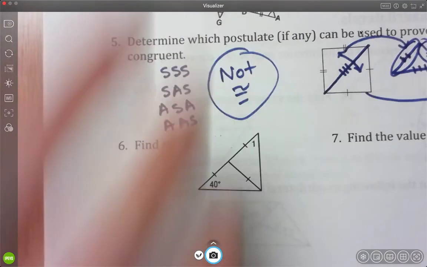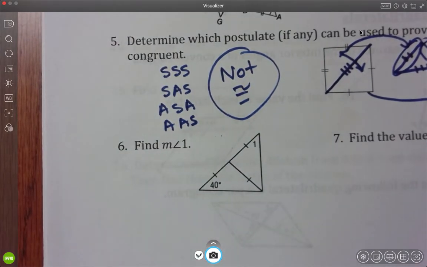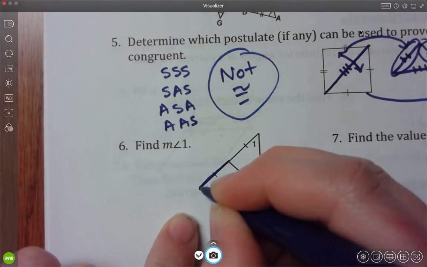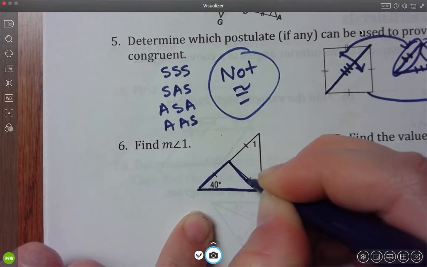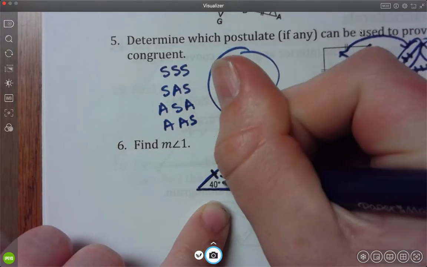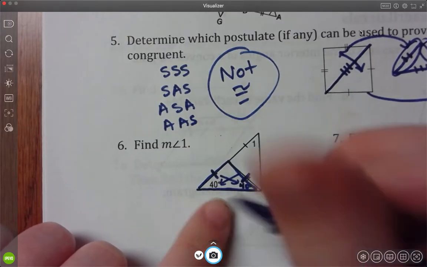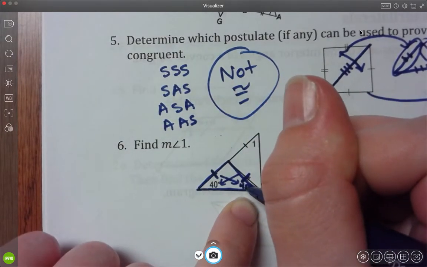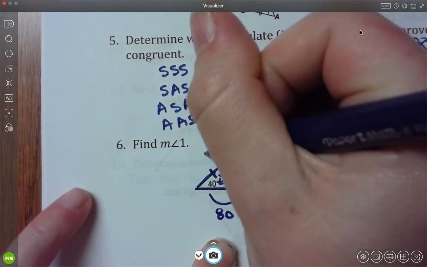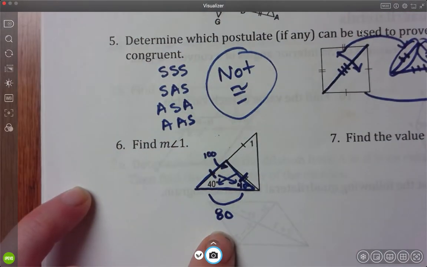So a lot of people think angle 1 is 40 degrees, and they'll just say, done, 40 degrees, all done. But here's the deal. Starting with this triangle down here, these two markings tell me that those two sides are the same, which means that the angles opposite those two sides are the same also, so this guy is another 40 degrees. If I add those two together, 40 and 40, that makes 80, which means that the top angle in that triangle is 100 degrees, because they have to add up to be 180.